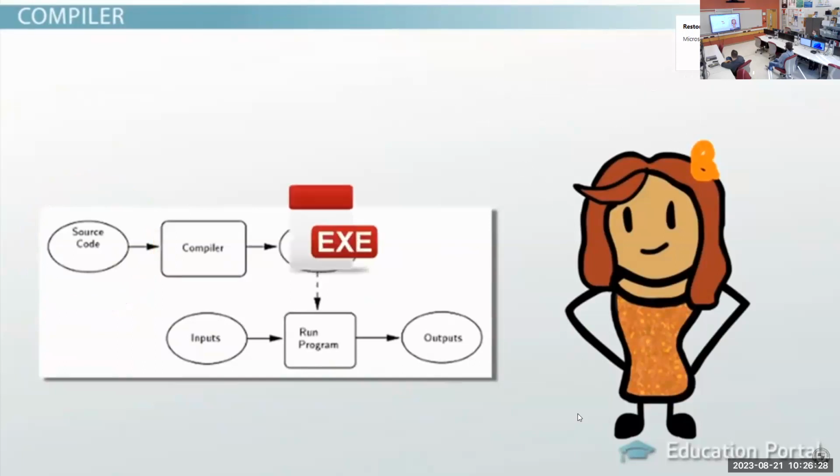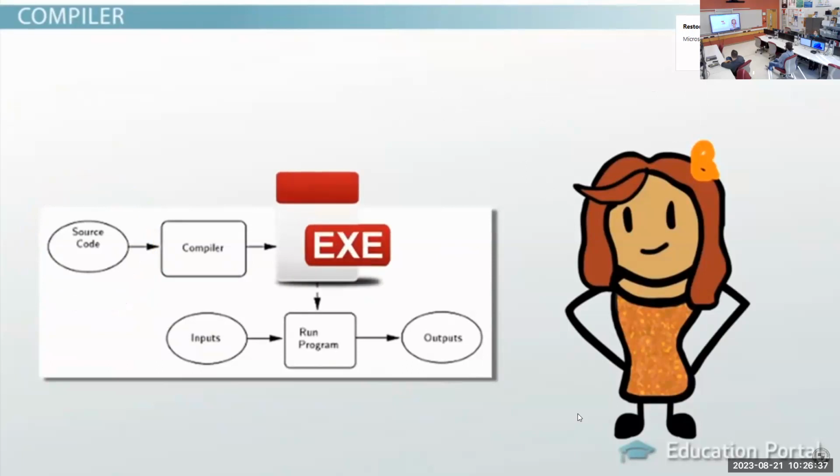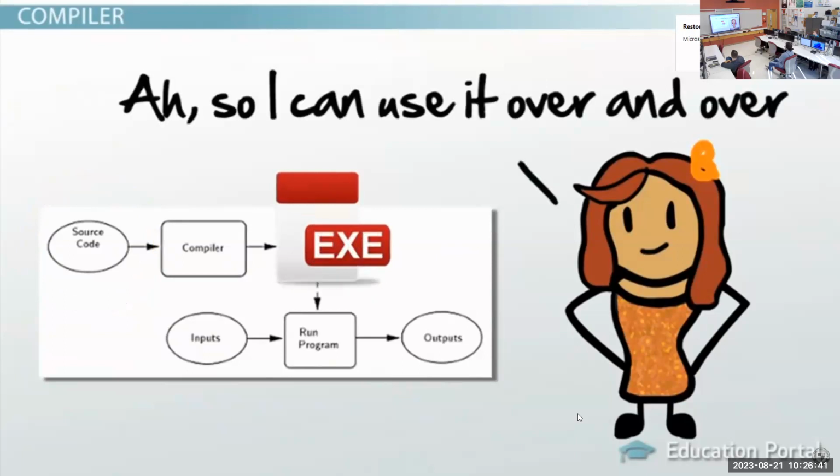The resulting machine code is typically a compiled file, such as a file with an exe extension. Once you have a compiled file, you can run the program over and over again without having to compile it again. If you have multiple inputs that require processing, you run the compiled code as many times as needed.